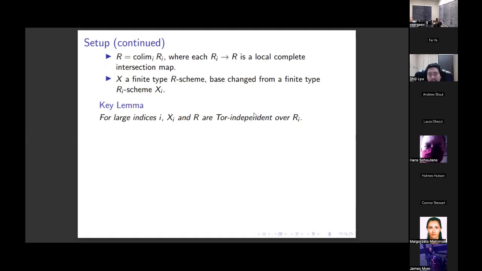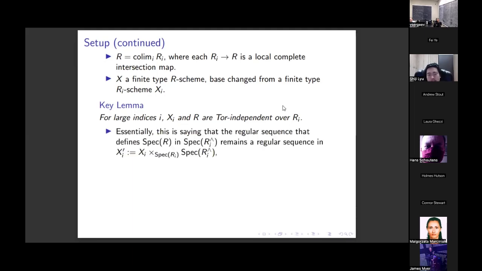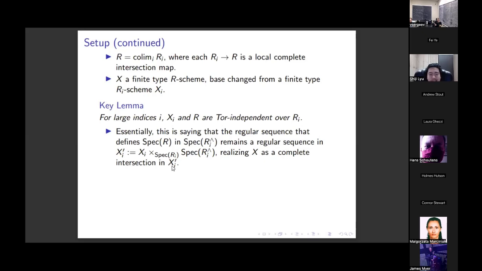So if you know what Tor independence is, you can expect a lot of good things already from the sentence, right? Basically, we're just saying, okay, if I take the tensor product of Xi and R over Ri, then the tensor product captures everything. There's no higher Tor groups, or the tensor product is already derived. But if you're not familiar with Tor independence, concretely, this just means that the regular sequence that defines Spec R in Spec Ri hat, remember, Ri hat to R is a surjective map whose ideal is generated by a regular sequence, I'm essentially saying that this regular sequence remains a regular sequence in Xi, while technically it's in the base change to the completion. So if you ignore that completion, I'm just saying that X is a complete intersection in Xi. For it to be technically correct, I do need to take that completion. Yeah, so that's the point of this Tor independence geometrically.